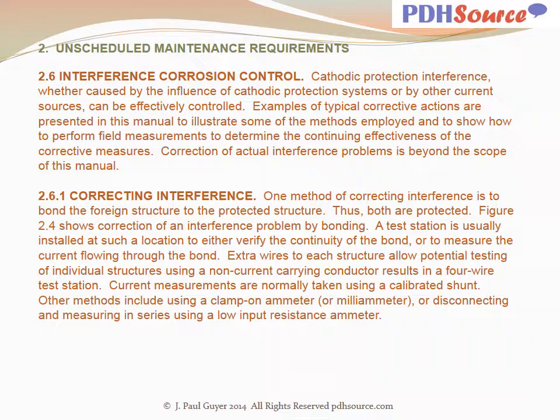Extra wires to each structure allow potential testing of individual structures using a non-current carrying conductor, which results in a 4-wire test station. Current measurements are normally taken using a calibrated shunt. Other methods include using a clamp-on ammeter or milliammeter, or disconnecting and measuring in series using a low input resistance ammeter.